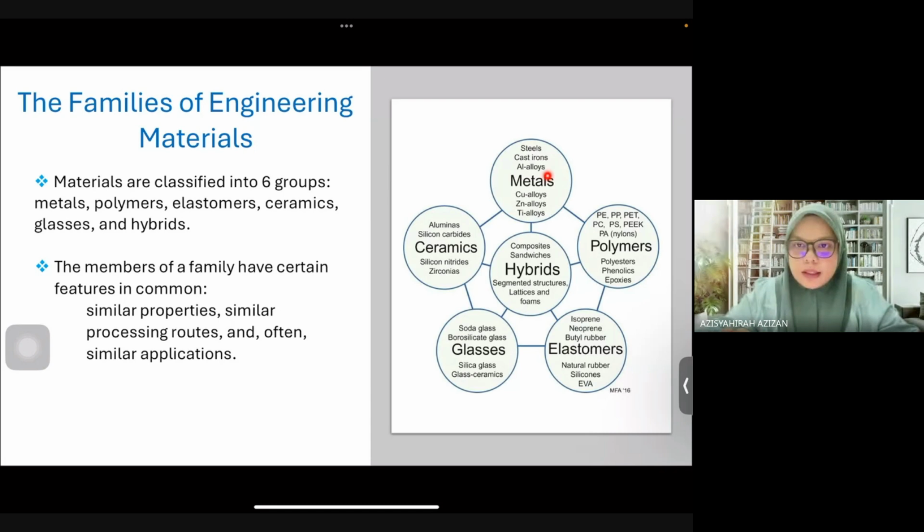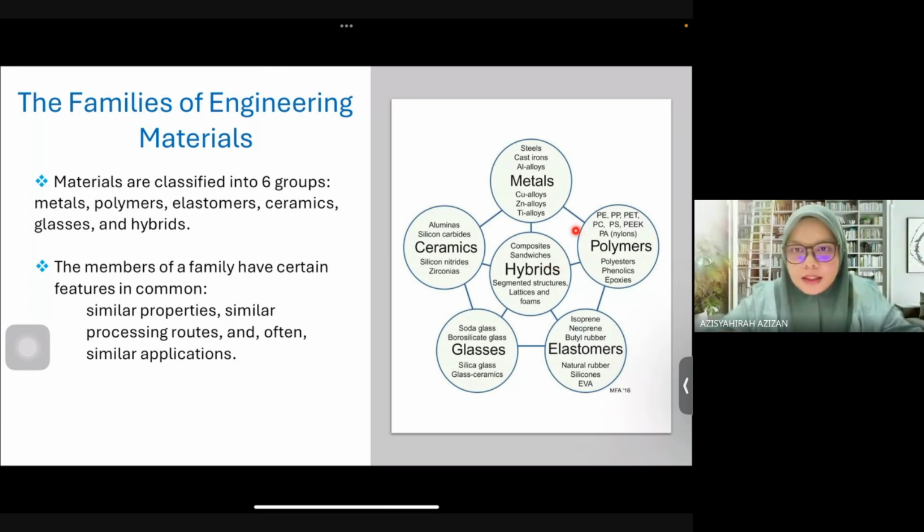So engineering materials can be grouped into 6 main families, as you can see in this slide. Okay, we have metals, polymer, elastomer, right? Elastomer is basically a rubber-like material, and we also have ceramics, glasses, and hybrid materials. All right. So, what does it mean by hybrid materials? Okay, this group of materials is actually combining two or more types of materials, right? For example, we have a composite.